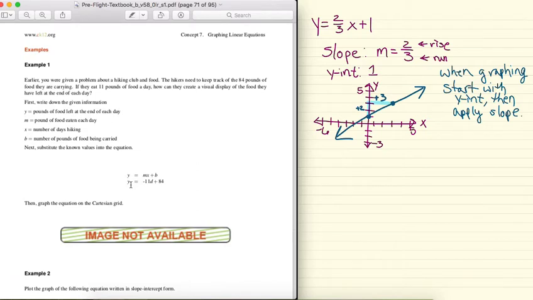So let's take a look at example 1. And example 1 is bringing us back to that hiking problem. It says earlier, given a problem about a hiking club and food, the hikers need to keep track of the 84 pounds of food they're carrying. If they eat 11 pounds of food a day, how can they create a visual display of the food they have left at the end of each day? So the information, they're having y equal the pounds of food left at the end of each day.